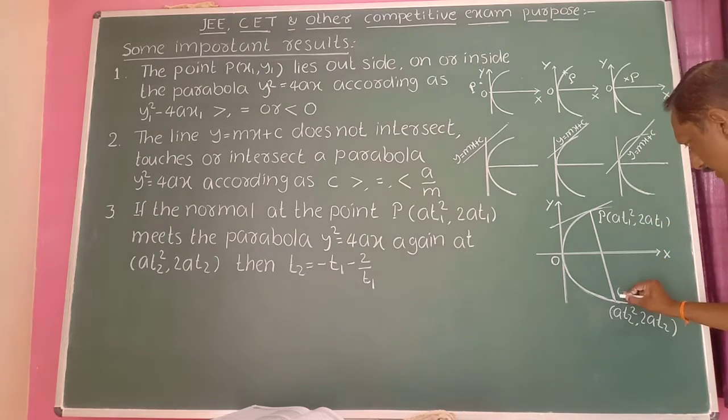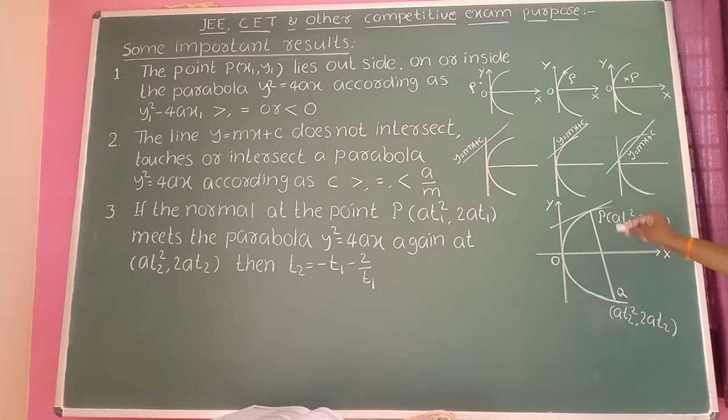Consider this point as Q here. PQ is a normal. The normal is always perpendicular to the tangent. This normal meets the parabola again at this point, with coordinates (at2 square, 2at2). The coordinate of point Q is this one. Then the relation between t1 and t2 is this one here.